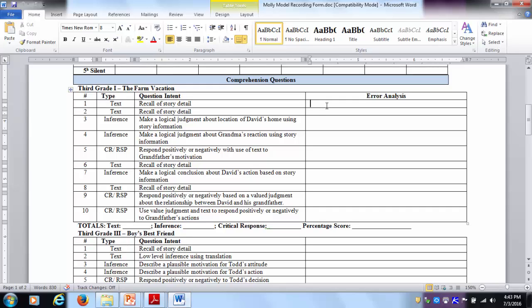Why? It really helps when it gets to instruction and intervention to know how the student thinks so that you can adapt your instruction to develop strength where strength does not now exist. All right, and you'll do that for all 6 of the passages read.